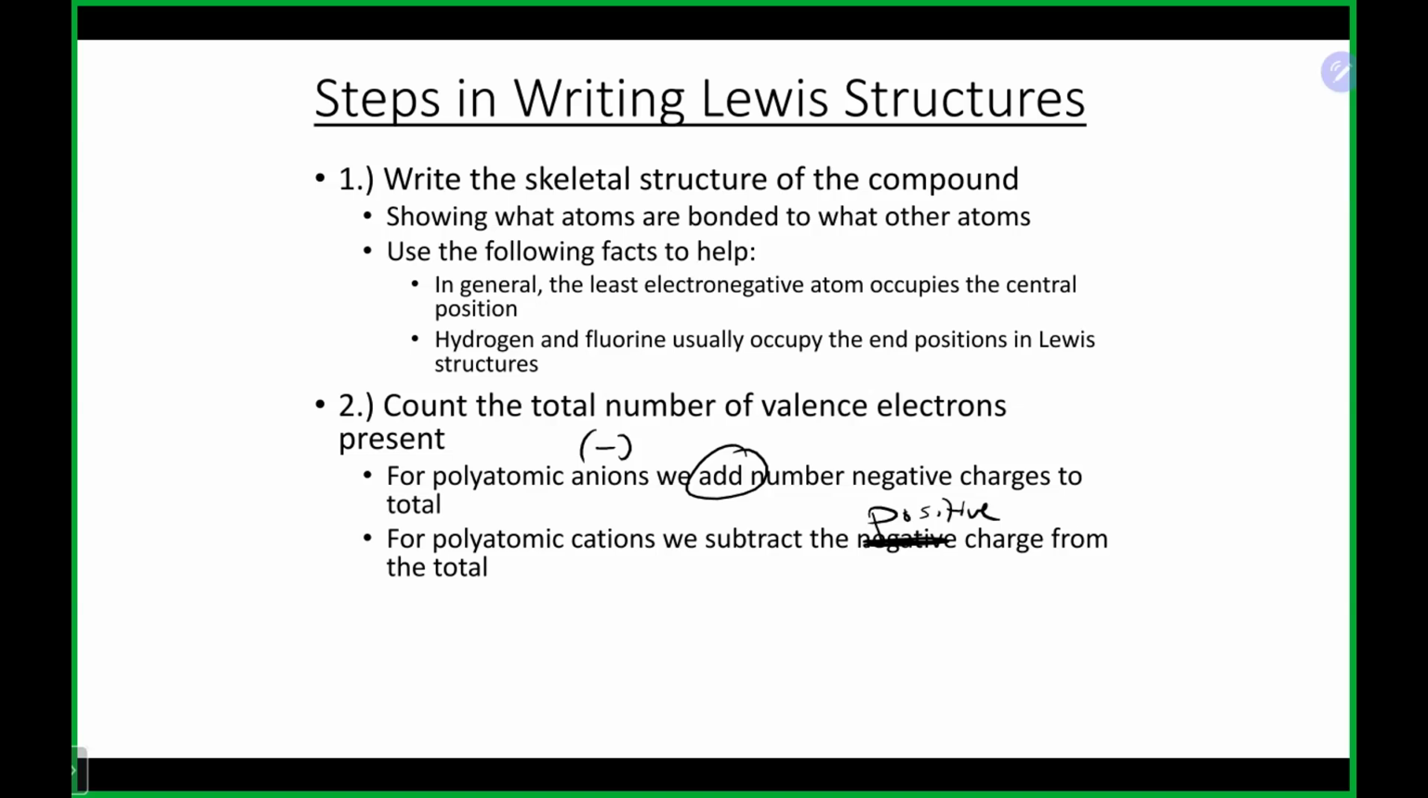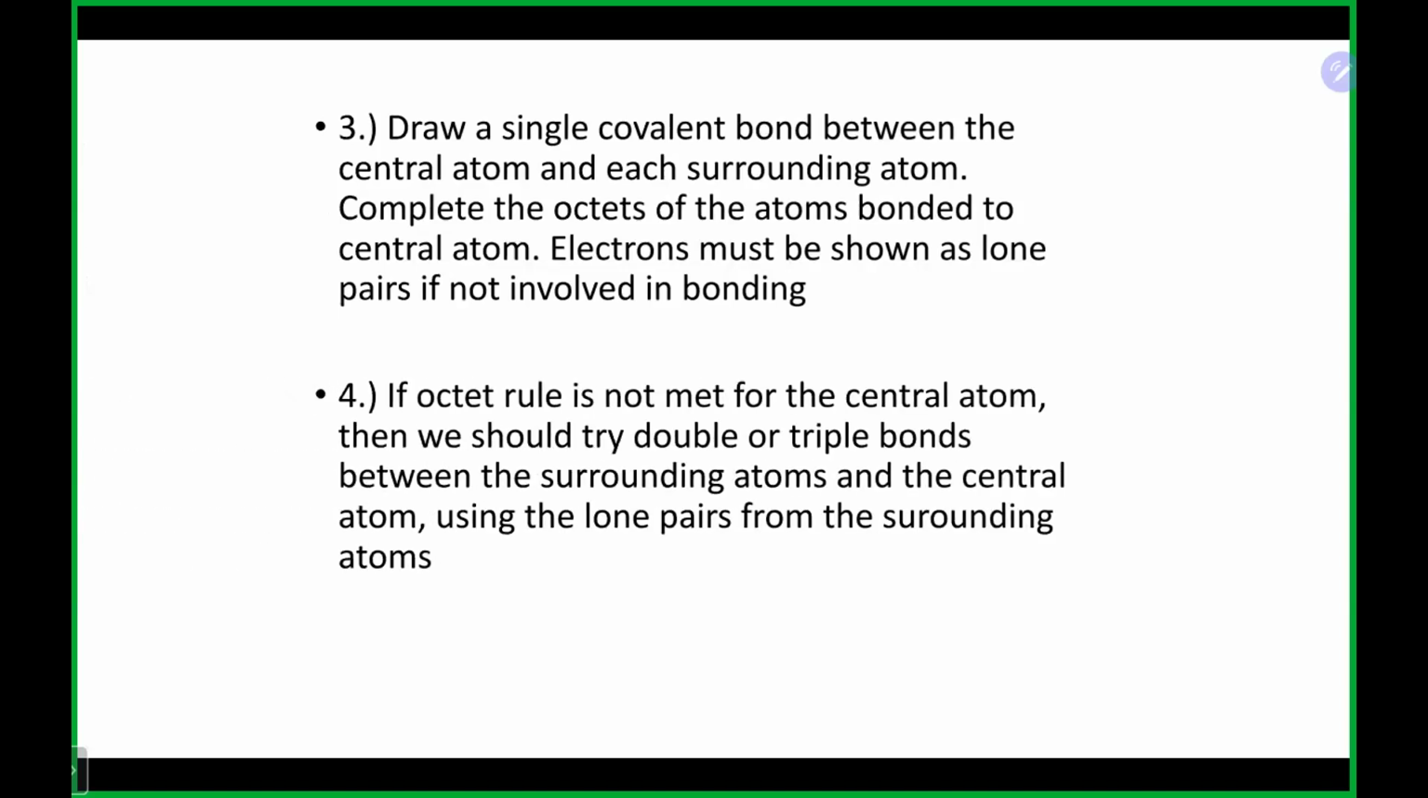The next thing that you want to do is, after you've got an idea of how it should be put together, you know how many electrons you need to use. The next step is, from the center atom to each of the outside atoms, you basically want to draw one single bond. So if this was my outside atoms and that was my center atom, the first thing I would do is draw one single covalent bond. Not double, not triple, a single bond.